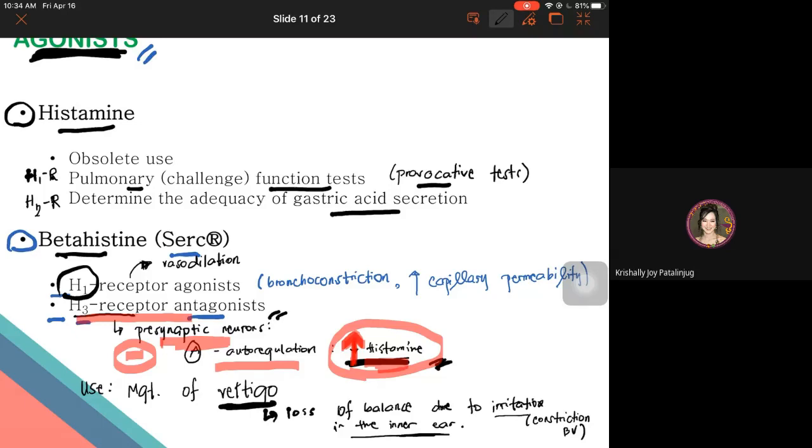So I hope naintindihan bakit classified as agonist si beta-histine, although meron siyang antagonistic property towards histamine 3 receptor. Kasi for some other students, ma-misinterpret nila ba. Antagonistic na ni ma'am, pero nga nung agonist siya. So that is the reason. Because of blockade pala ng autoregulation. Taas ngayon yung histamine. Okay, so that is all about histamine agonists.